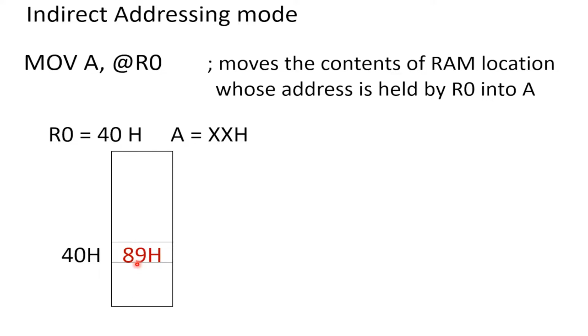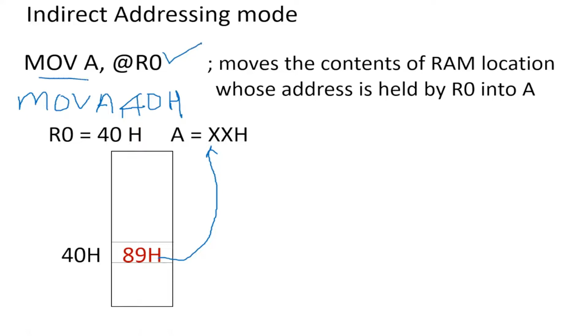If I had to use the direct addressing mode, then I would have written MOV A, 40H. So it would have done the same thing. It would have moved the content of 40H, that is 89, into the accumulator. But the same thing can be done another way. And which is that way? By using indirect addressing.